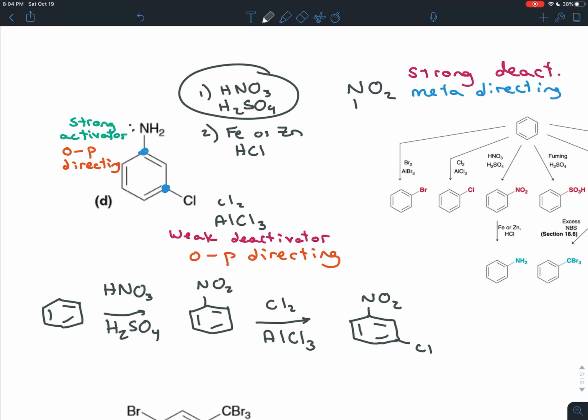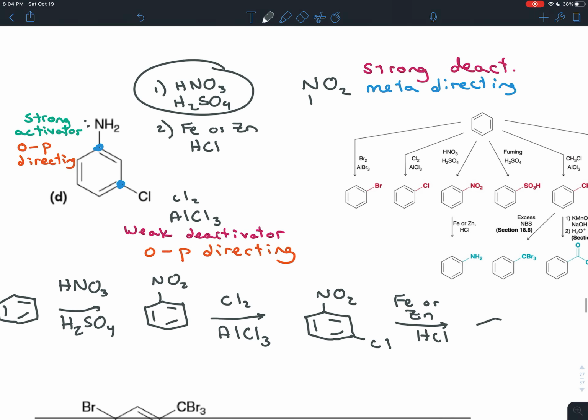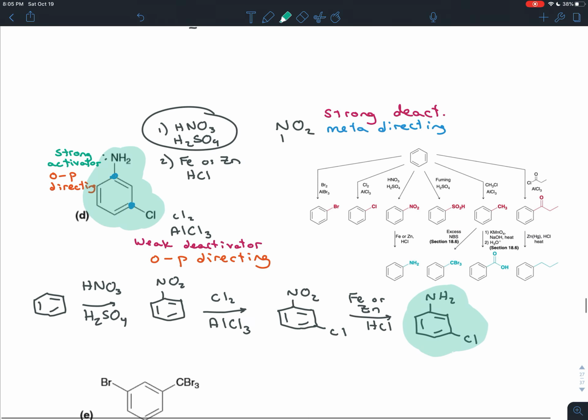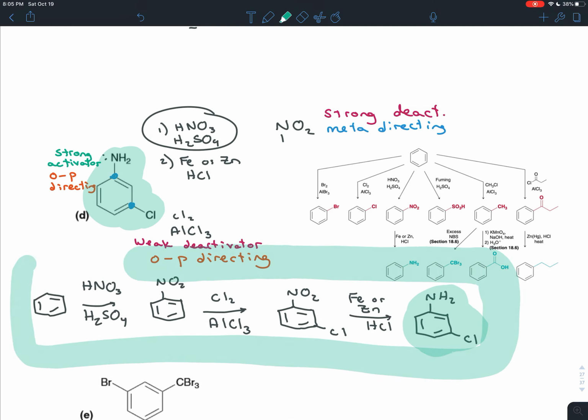And now all we have to do is reduce that nitro group. We'll use the iron or zinc in HCl, and that gives us the NH2 instead of the NO2, and we still have the chlorine. And that's what we wanted. Any other order would not give us that product. This is the only order that you would do those reactions in that would give you the product you want.